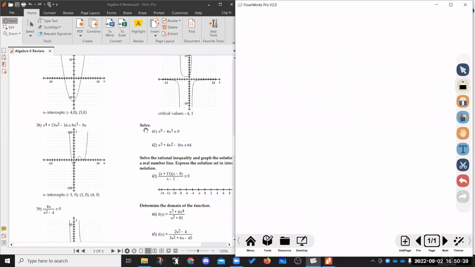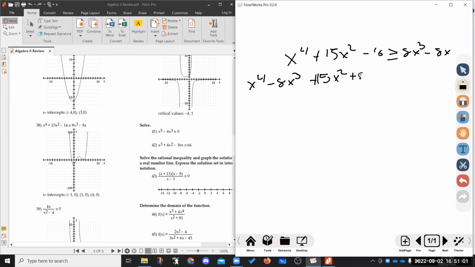Let's look at number 38. x^4 + 15x^2 - 16 is greater than or equal to 8x^3 - 8x. We're going to get everything over to the left-hand side. x^4 - 8x^3 + 15x^2 + 8x - 16 is greater than or equal to 0.